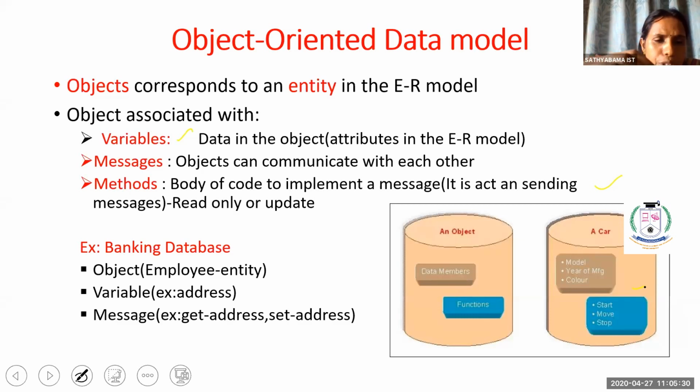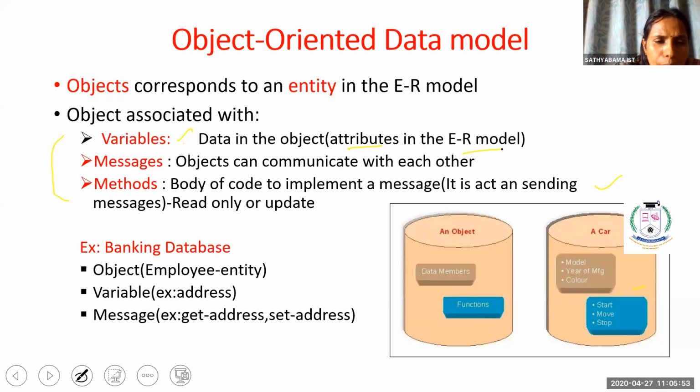So when you specify any object, the object is composed of three important components: variables, messages, as well as methods. The variable is nothing but the data present in your object. The data is what you correlate with your ER model, so the data is nothing but the attributes of your ER model.